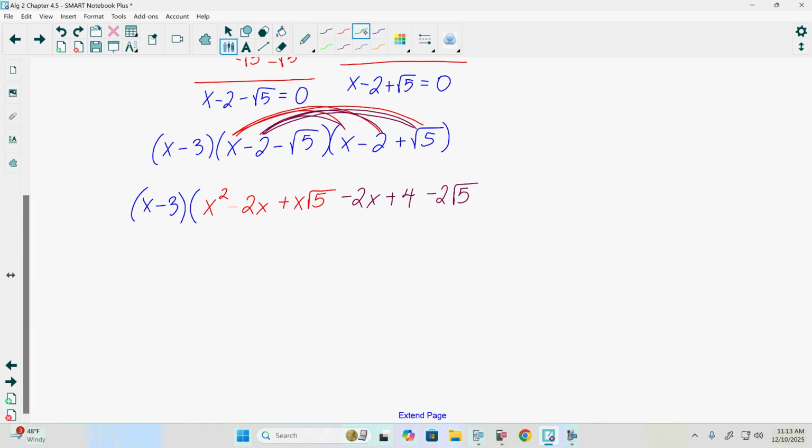And then lastly, we're going to distribute the negative square root of 5. Negative square root of 5 times x is going to be negative x square root of 5. Negative square root of 5 times negative 2: the negative and negative make a positive, 2 times square root of 5 is 2 square roots of 5. And lastly, negative square root of 5 times positive square root of 5 is going to be negative, but we can multiply what's inside, 5 times 5, giving us the square root of 25.